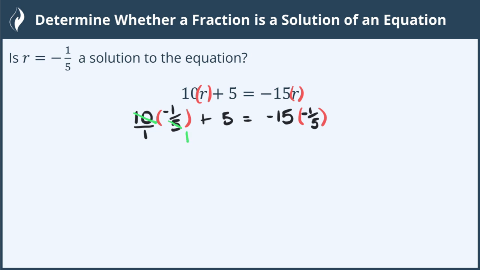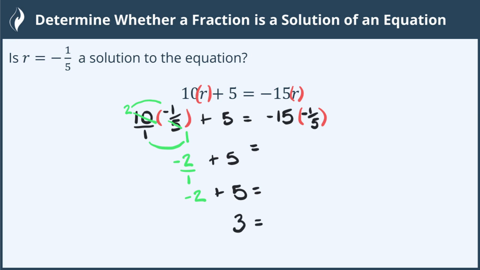5 divided by 5 is 1. 10 divided by 5 is 2. It's a nice kind of shortcut to give us smaller numbers right away. Nothing else simplifies, so I can just multiply my numerators and my denominators. 2 times negative 1 is negative 2. 1 times 1 is 1, and I can even go further by doing negative 2 divided by 1 is negative 2. And don't forget, we still have a plus 5 here. Now negative 2 plus 5 gives me positive 3.